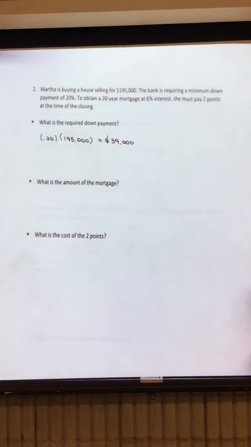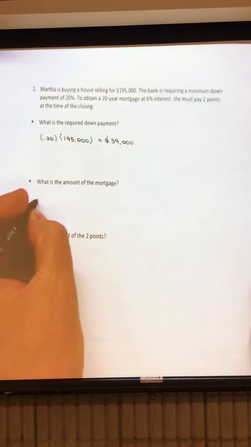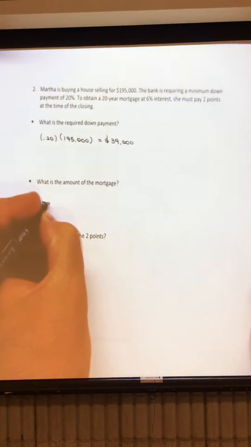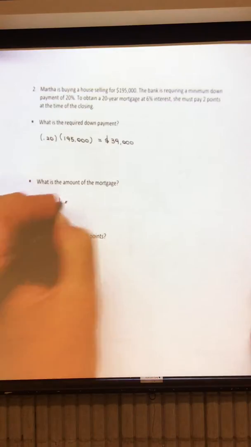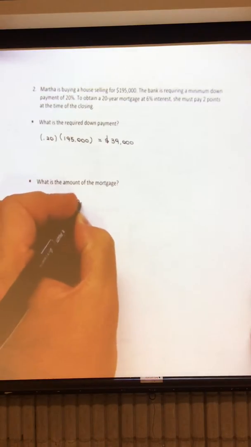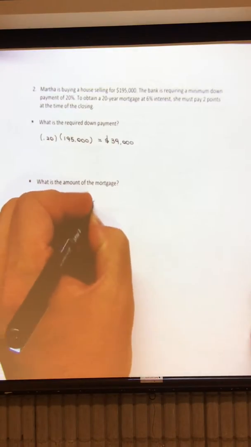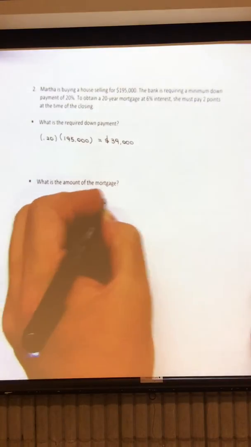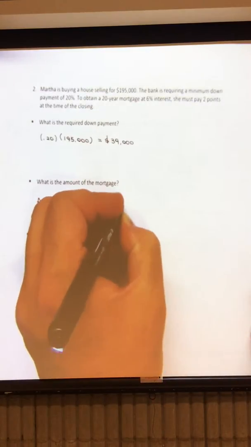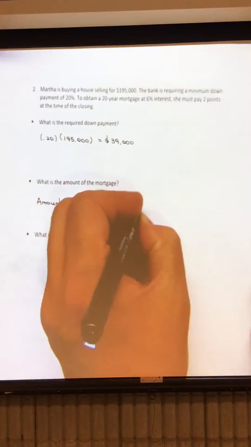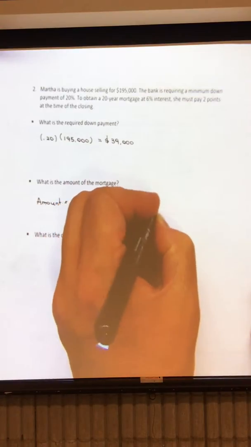As a result, the amount of the mortgage will be 195,000 minus the down payment, which is equal to 156,000.